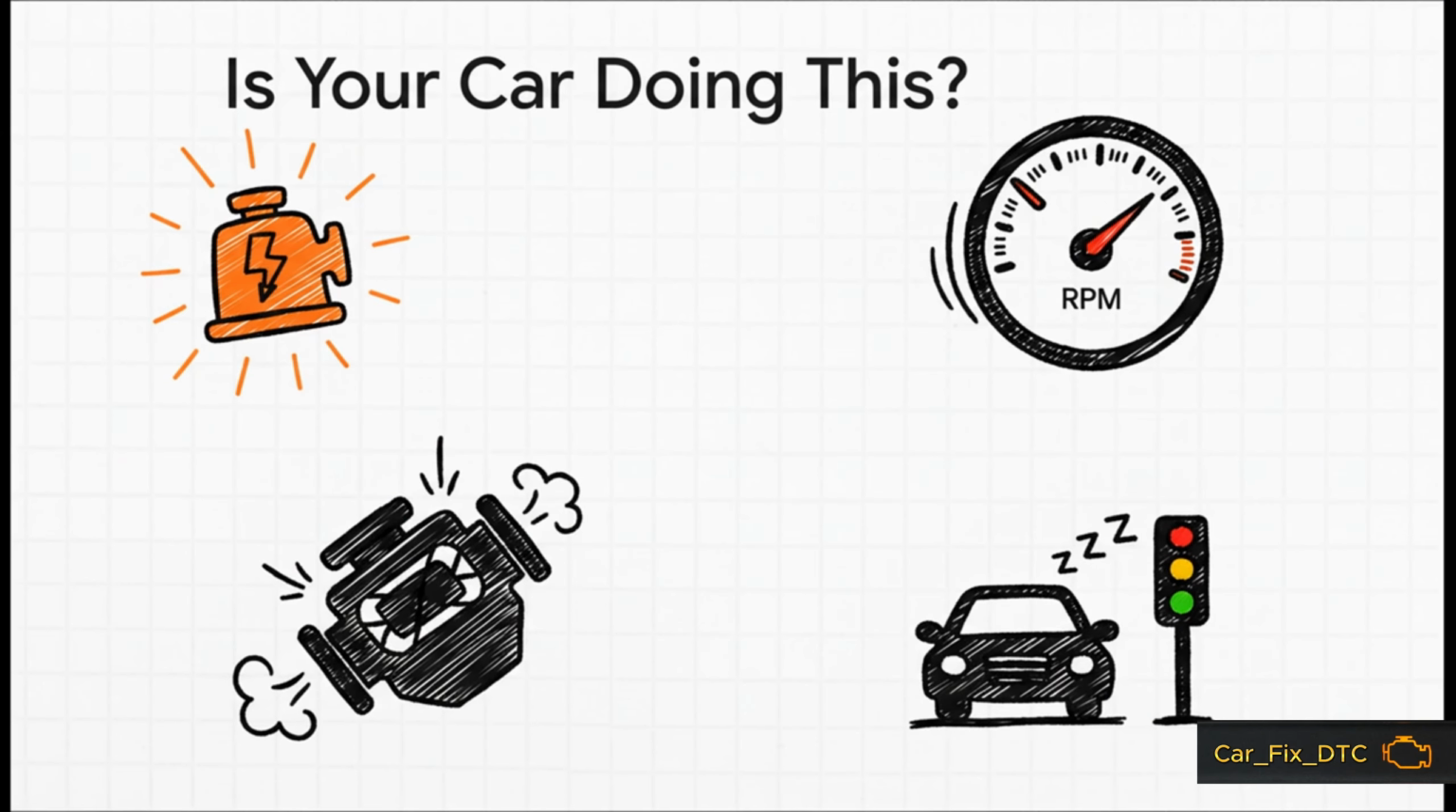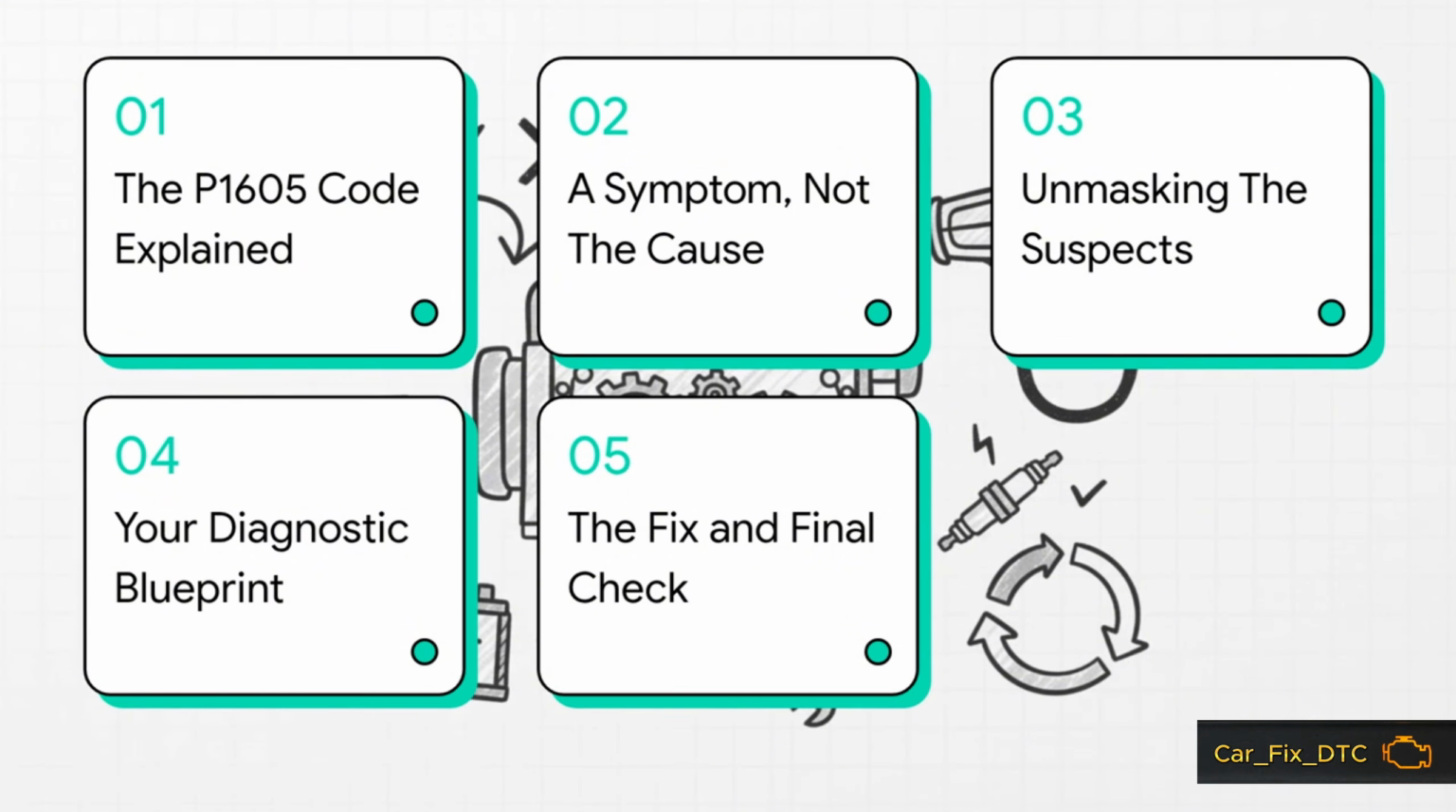Does any of this seem a little too familiar? The engine shaking while you're at a stoplight? Maybe the RPM needle is doing a little dance, or worse, the engine just cuts out completely when you stop. These are the classic signs, the telltale symptoms of a rough idle, and they're exactly what sets off that P1605 code. So, here's our game plan to get that engine purring again.